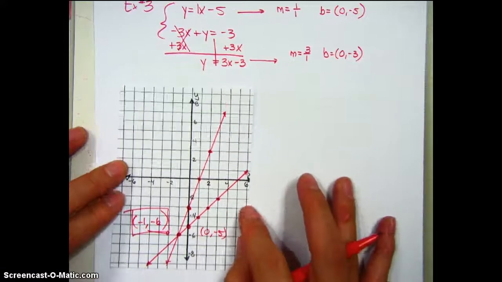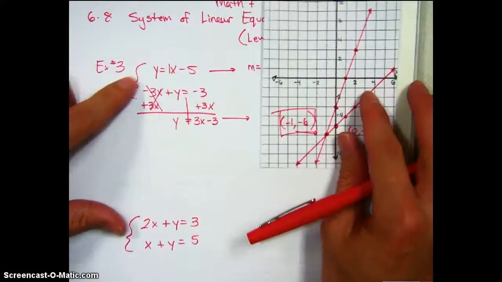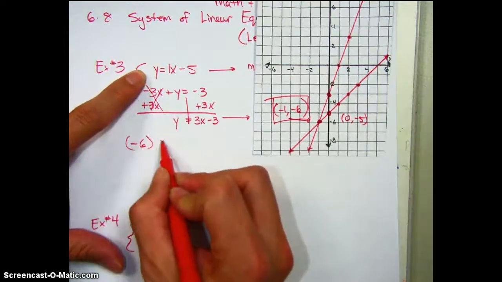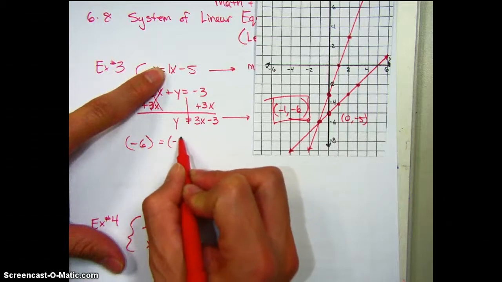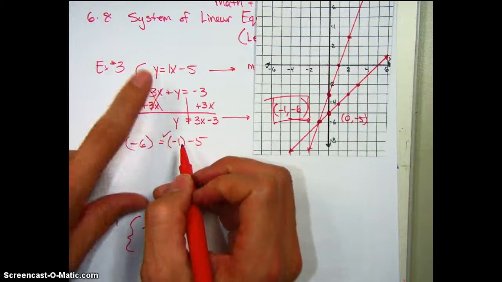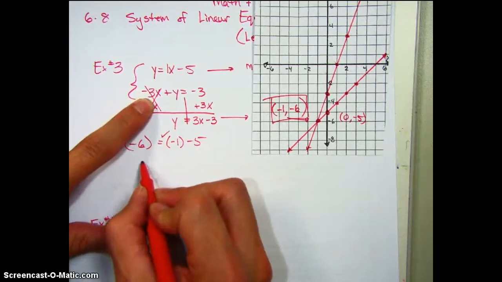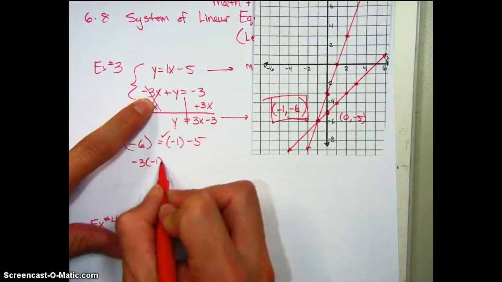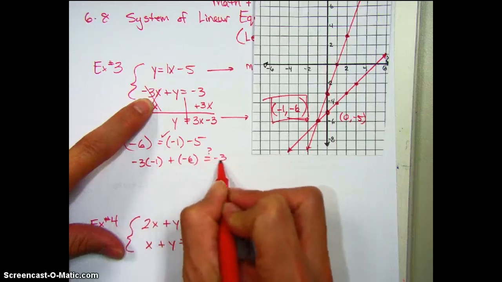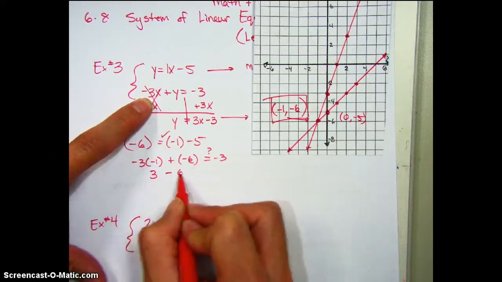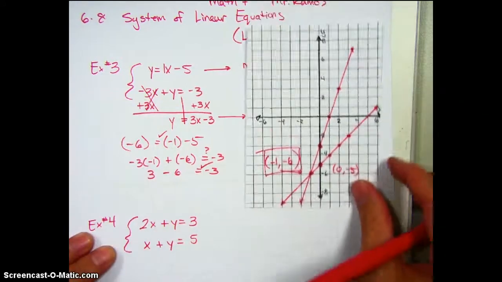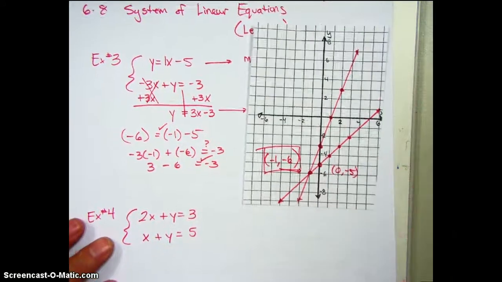And then I could double check my work. Okay, if I take this back over here, it should work for this top one. Let's take a look. Negative 6, does that equal 1 times negative 1 minus 5? Negative 1 minus 5 is negative 6. Yes, that works. If I come over here, this should work, even the original part. Negative 3 times negative 1 plus a negative 6, does that equal negative 3? Well, that's positive 3 minus 6 equals negative 3. Yes, that works. So there's my solution. Okay, so you can use the graph to show you that answer.